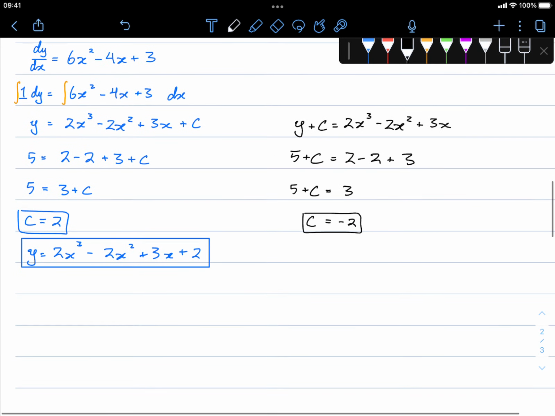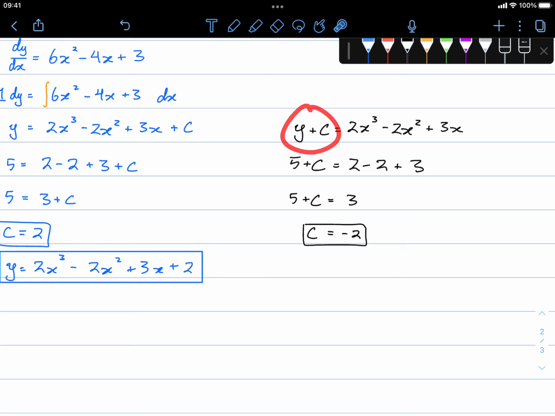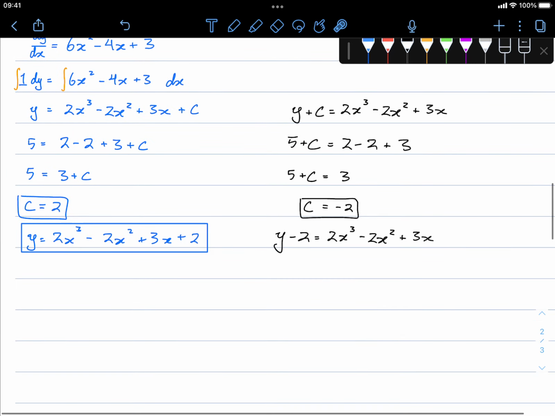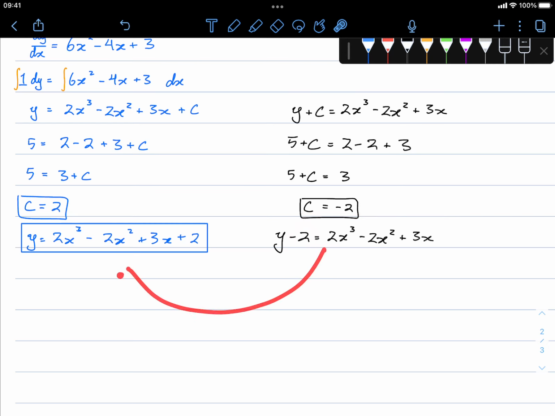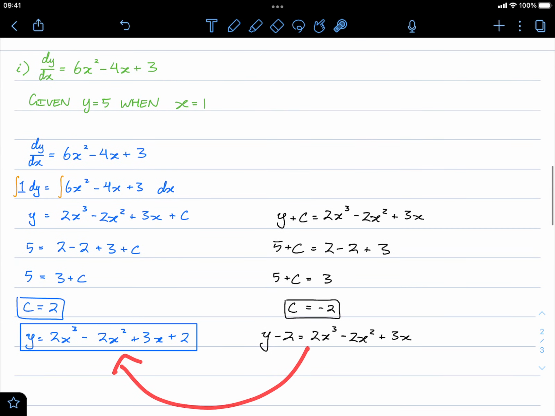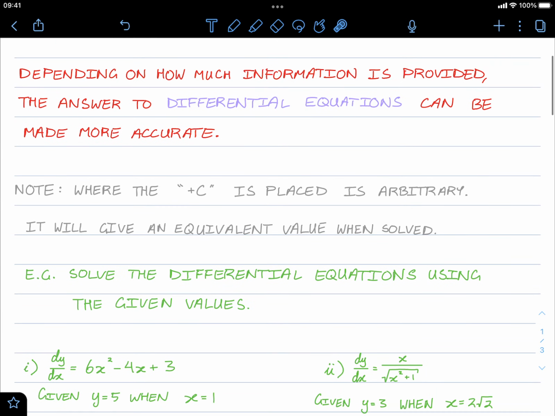So if we put plus c on this side, we get y minus 2 equals this. Do you notice how now, if we move this across to the other side, we would still get the exact same result? Okay, so that is what is meant by this one.